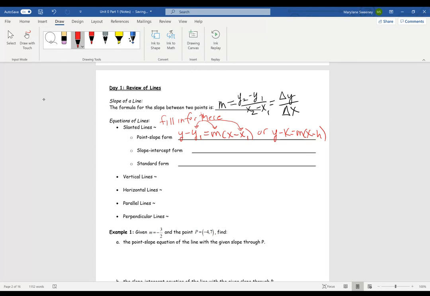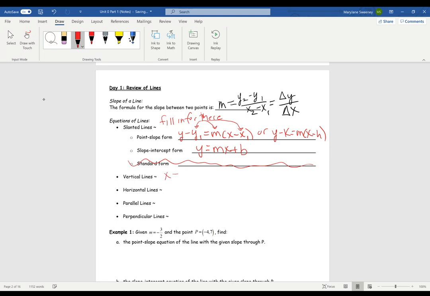Slope-intercept form is the y equals mx plus b form that you're probably very familiar with from Algebra 1 when you're graphing lines. When I would really use that form is if I'm writing an equation of a line, if they specifically give me the y-intercept and the slope. If they give me the y-intercept as opposed to any other point, then I would use y equals mx plus b. Standard form, we're actually not going to even worry about that.